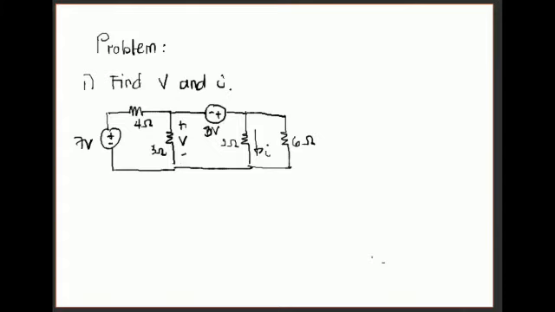For our first problem, we are going to solve for V and I. So the problem states: find V and I. The first thing to do in nodal analysis is to assign the reference node and then the non-reference nodes. So I'll denote here V1 and V2. Here we can see that this 3-volt source is connected directly to V1 and V2, hence it forms a supernode.